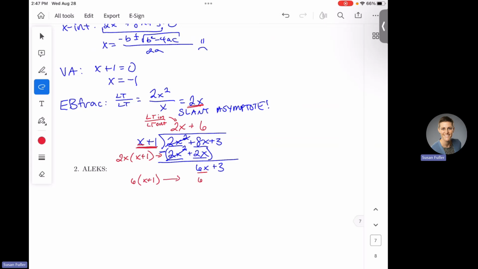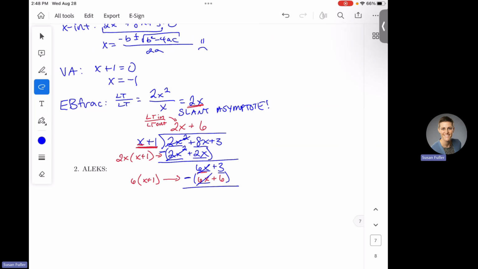6 times x is 6x. I'll put that under my x's. 6 times 1 is 6. I'm going to put that under my numbers. Oops, sorry, I forgot to switch back to blue. And then I'm going to subtract that whole thing. 6x minus 6x, that cancels, which tells us we are doing great.